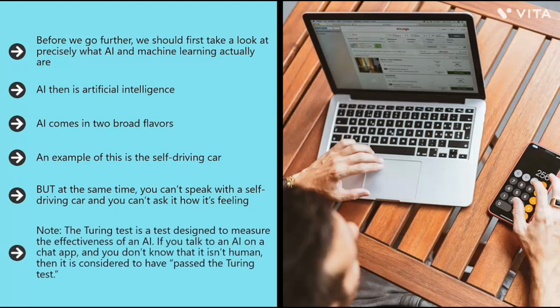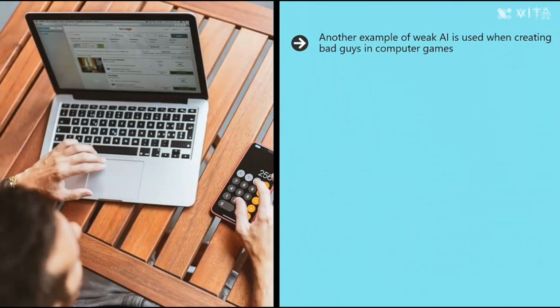Note, the Turing test is a test designed to measure the effectiveness of an AI. If you talk to an AI on a chat app and you don't know that it isn't human, then it is considered to have passed the Turing test. Another example of weak AI is used when creating bad guys in computer games. These use programming in order to behave in a human-like manner and to provide a challenge for the player. However, the code is only useful in the context of the video game, and so it's not about to turn into Skynet anytime soon. Weak AI might not sound as exciting, but it is being used for a huge range of extremely exciting things, from helping to treat disease to improving the economy.